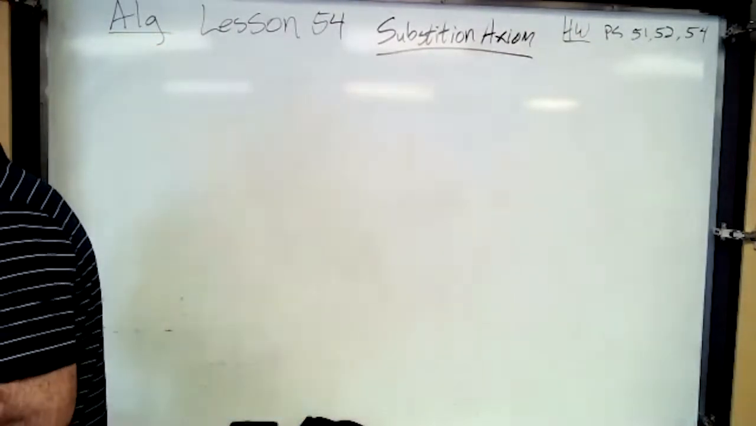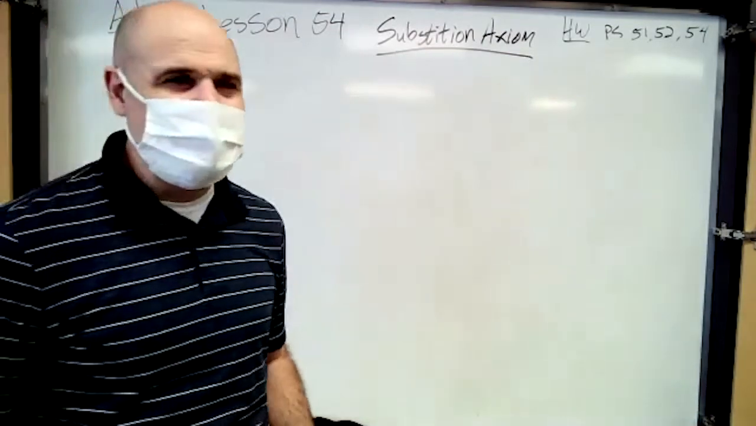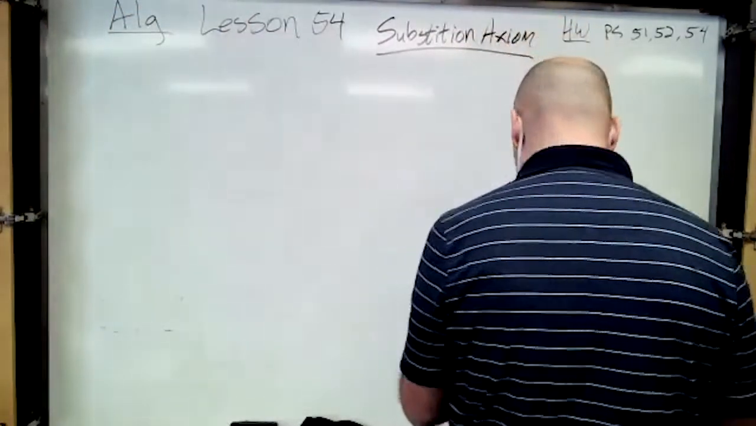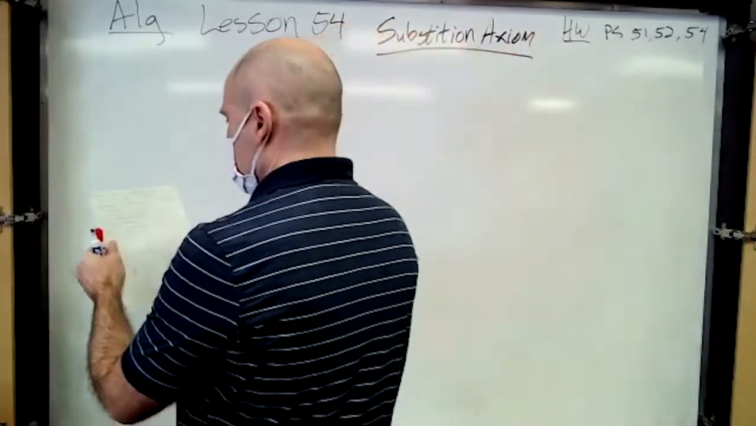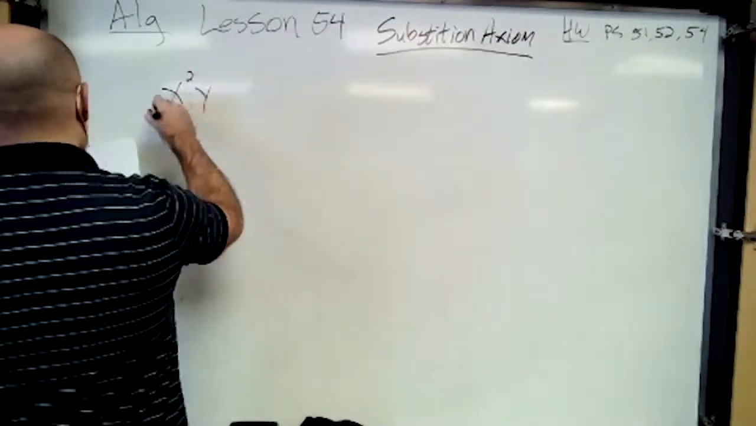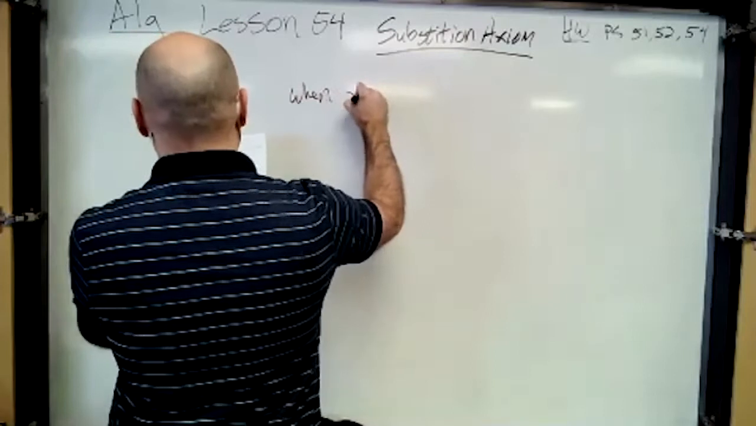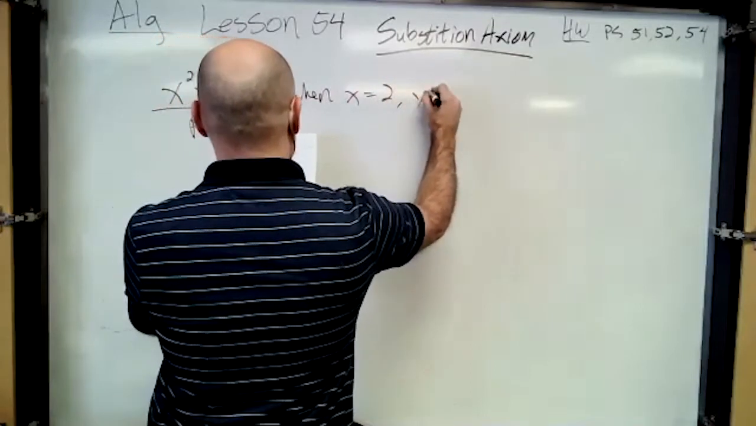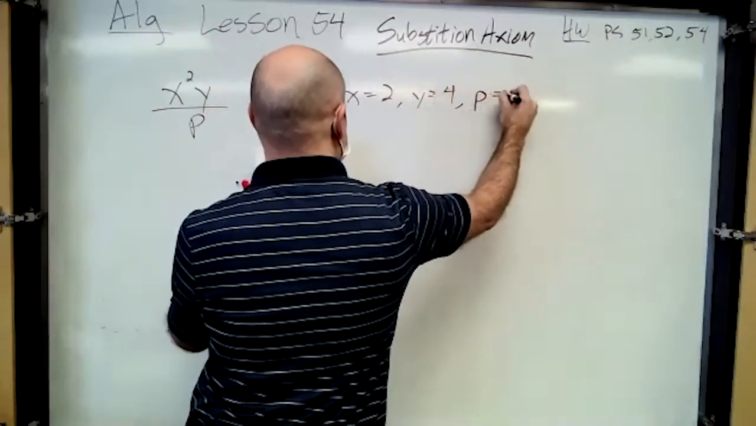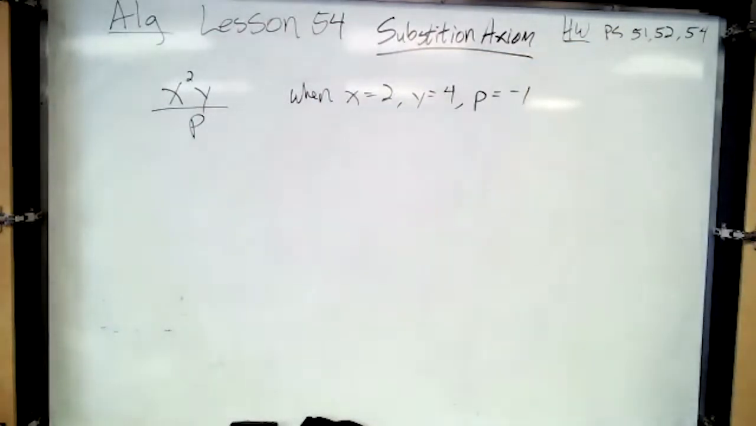So let's try this with some actual variables, okay? So if I had x squared y over p, when x equals 2, y equals 4, p equals -1, let's substitute those in and evaluate it.